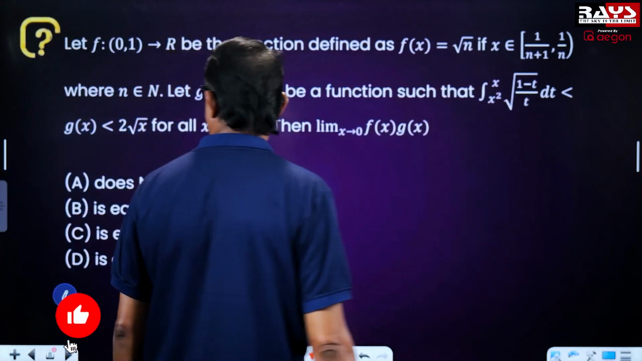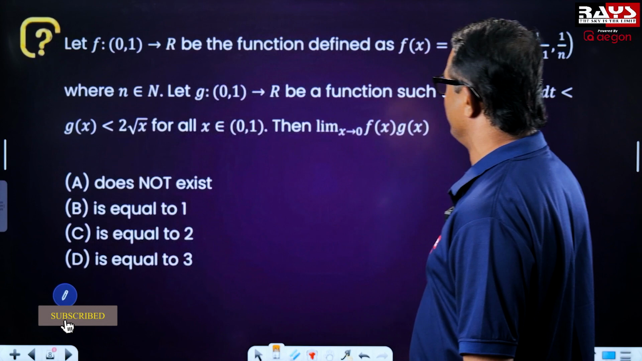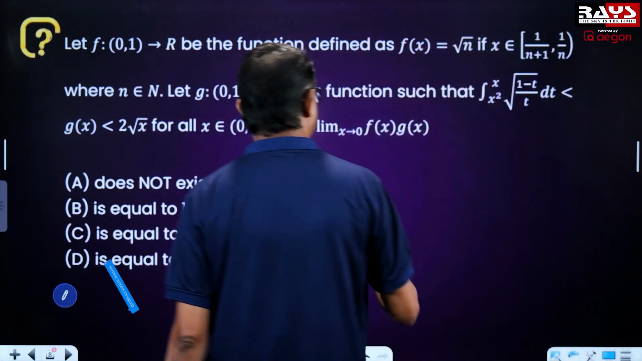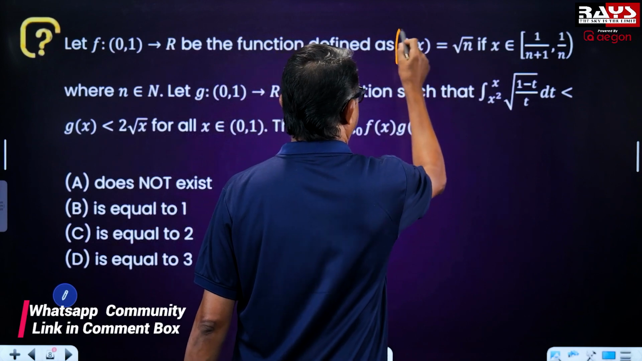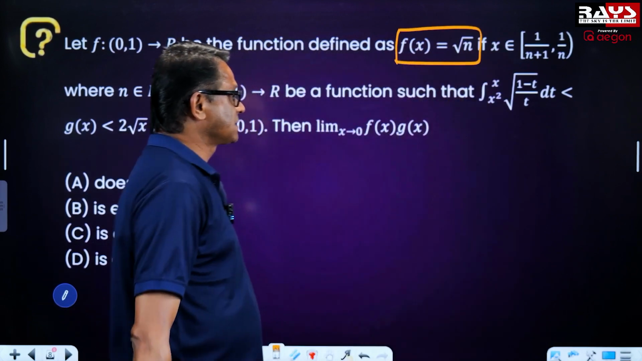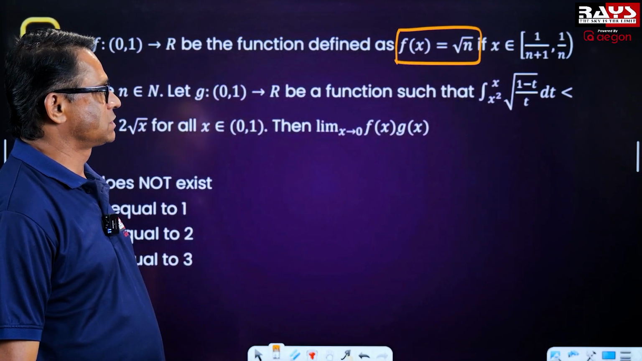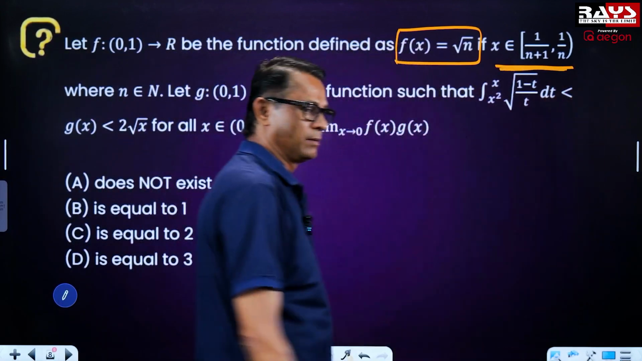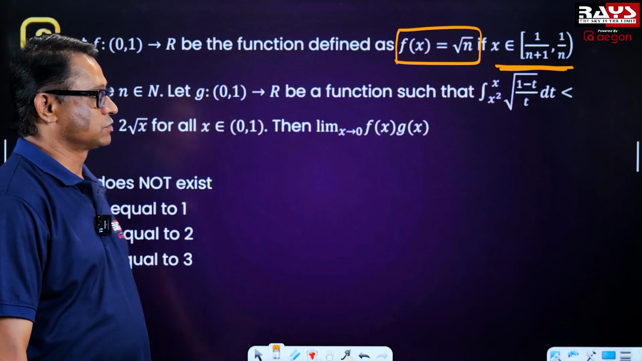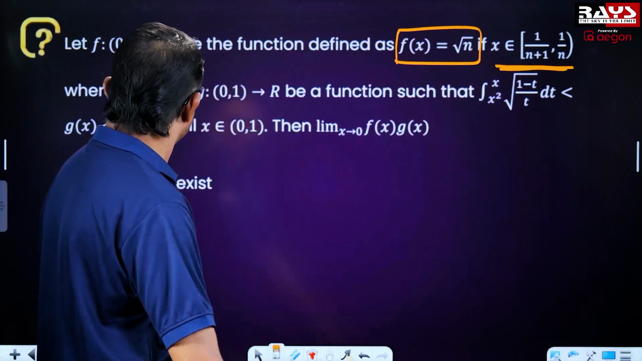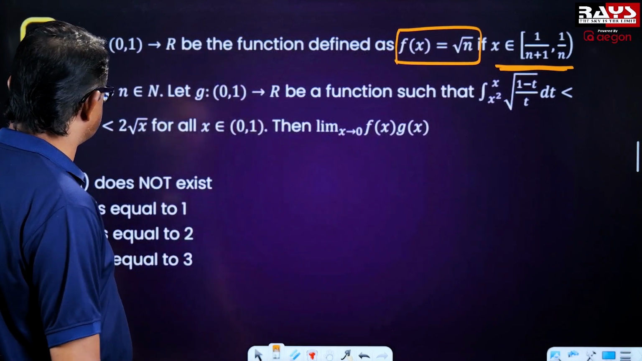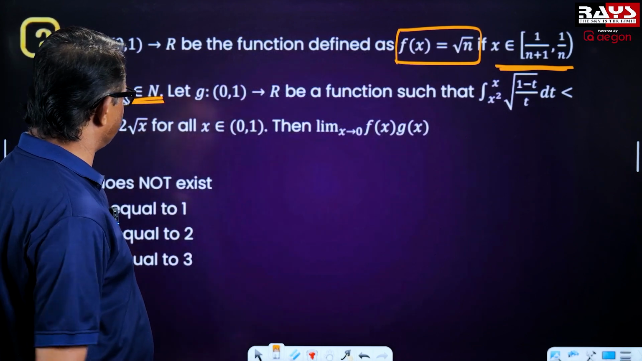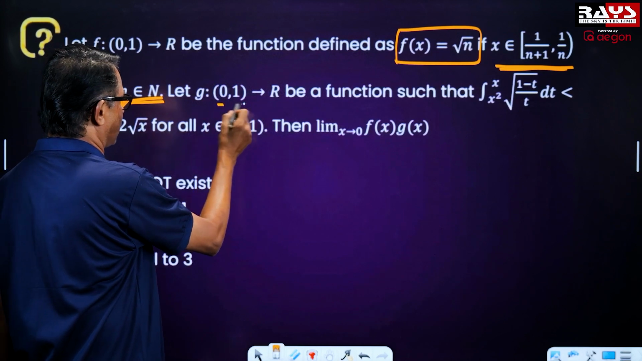Let f from the closed interval 0, 1 to R be the function defined as f of x is equal to root of n, if x belongs to the interval open 1 by n plus 1, closed 1 by n, where n belongs to capital N, the natural numbers. And let g be another function whose domain is the open interval 0, 1.